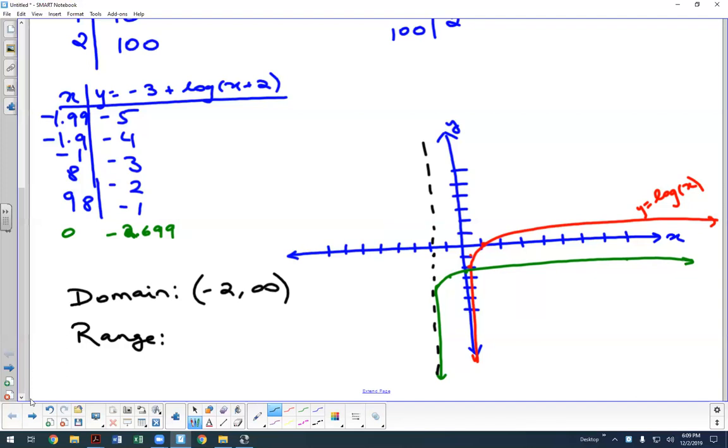What about the range, the y values? It's going to be negative to positive infinity, right? Yeah. Negative to positive infinity. And remember, it's this function in green that we are talking about.